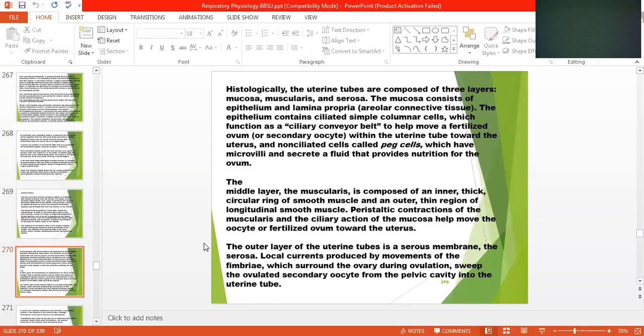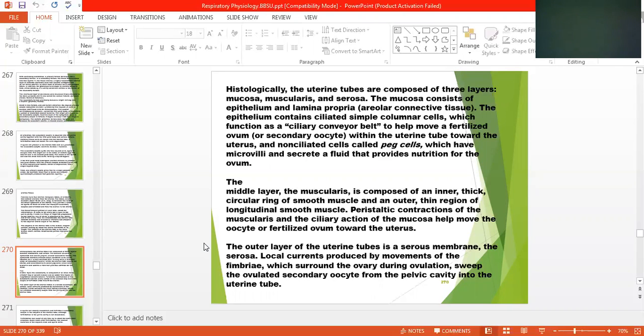Histologically, if you look at the histology of that tissue, the uterine tubes are composed of three layers: mucosa, muscularis, and serosa. Mucosa inside, muscularis in between, and serosa outside. The mucosa consists of epithelium and lamina propria, which is areolar connective tissue.